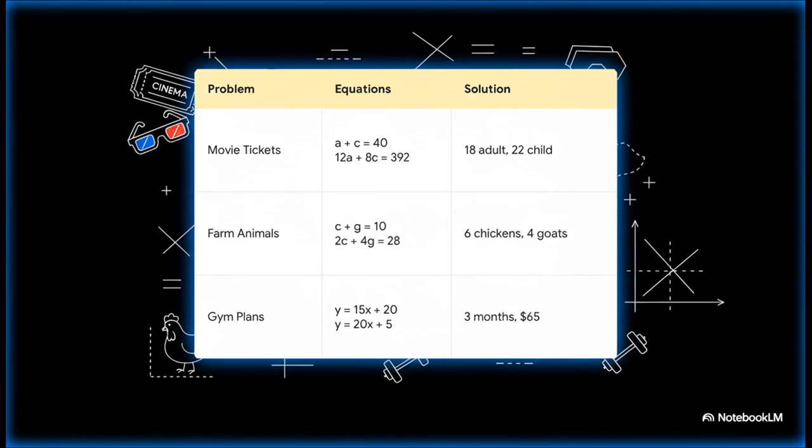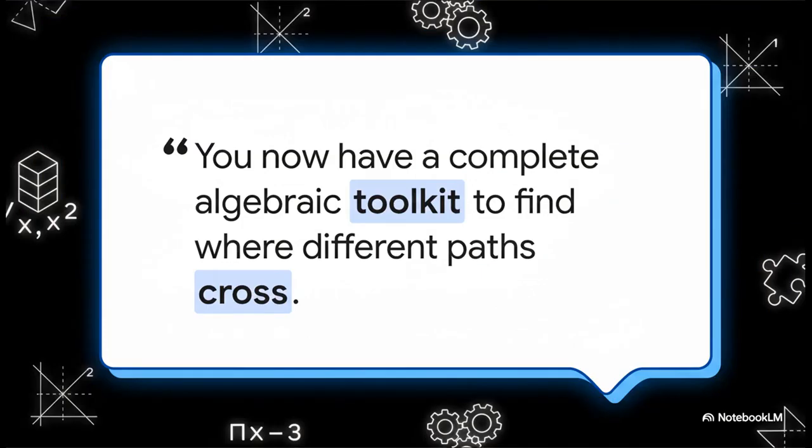Wondering how many chickens and goats are on a farm? Set up one equation for the number of heads and another for the number of legs. That's a perfect setup for elimination. Or what about comparing two different gym memberships to see which is a better deal? Well, you can graph them as two separate lines and find the exact point where one becomes cheaper than the other. And there you have it.